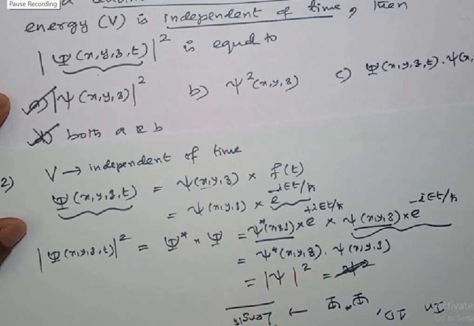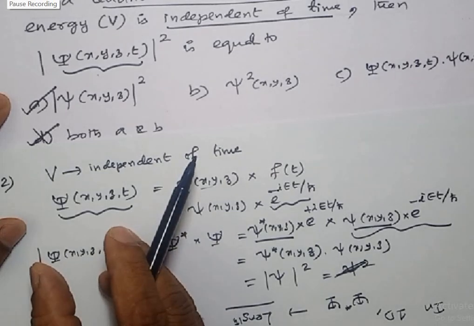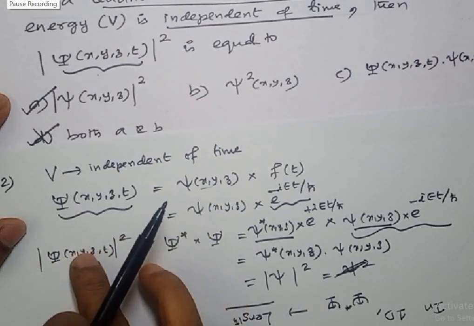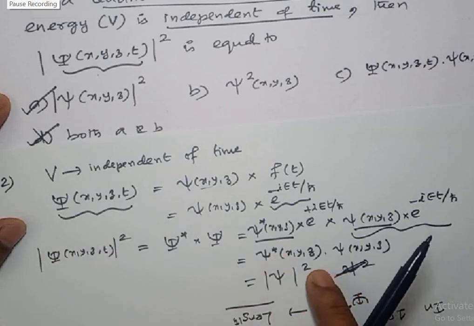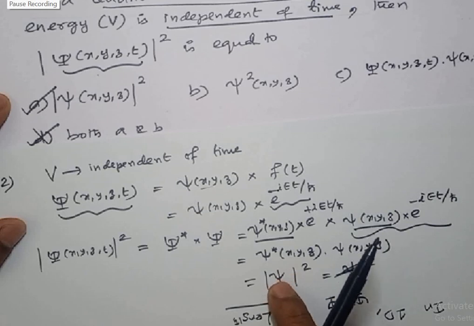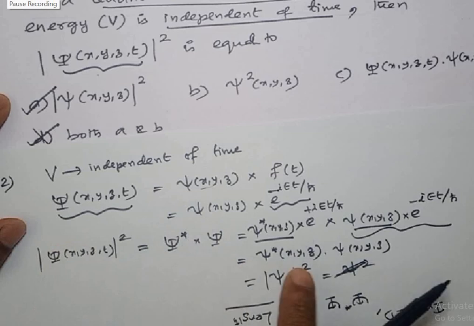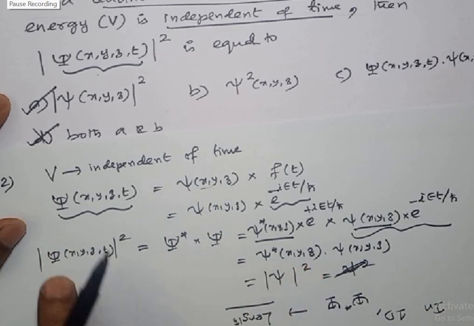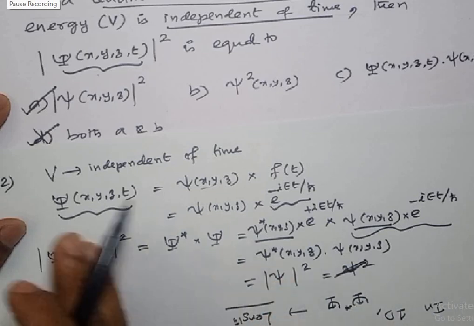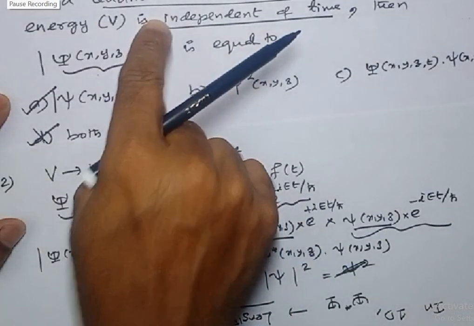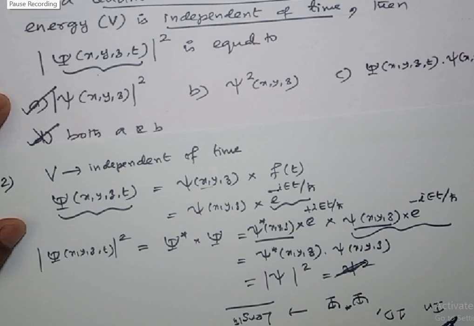So what I am getting is the square modulus of the time dependent wave function. This probability is equal to the square modulus of the time independent wave function. This probability becomes equal to this probability. Time dependent probability now becomes time independent probability. These two are equal when potential energy is independent of time. Okay, so the correct option for this question is option A.